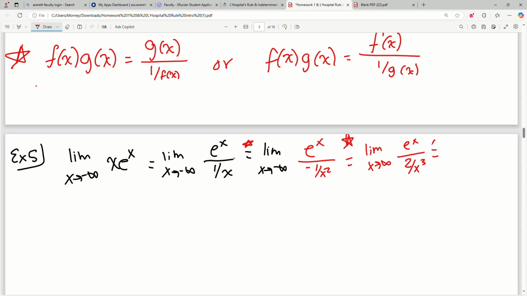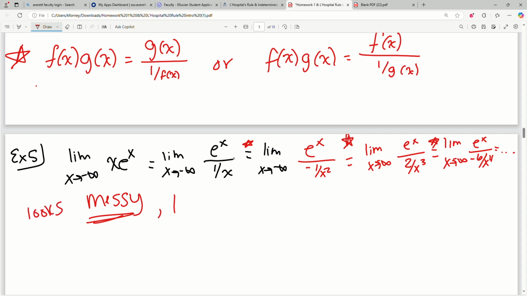I mean, we can do it again, but what's just going to happen? This should be a negative infinity. What's going to happen to the denominator here? It's going to become negative 6 over x to the 4th. Am I making any headway to being able to do this? This is messy. This looks messy. Looks like I can't do it.